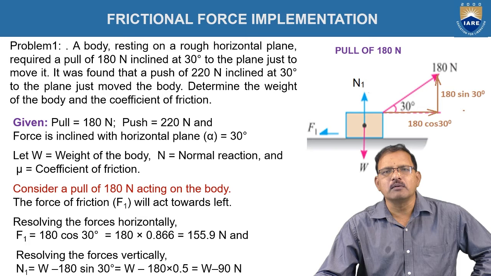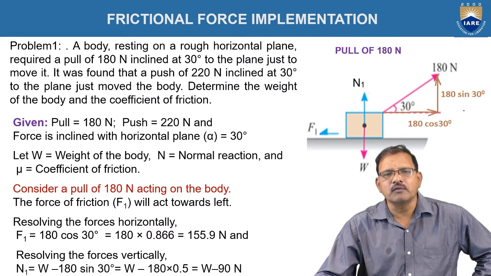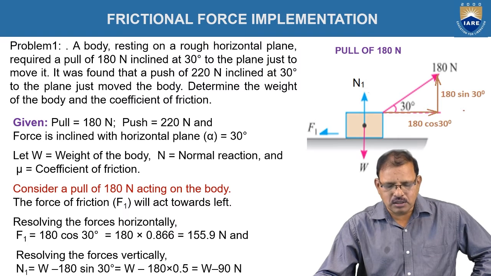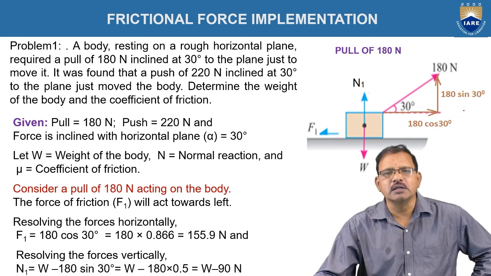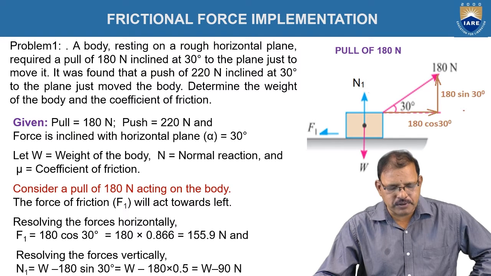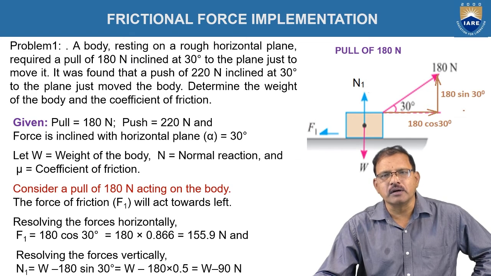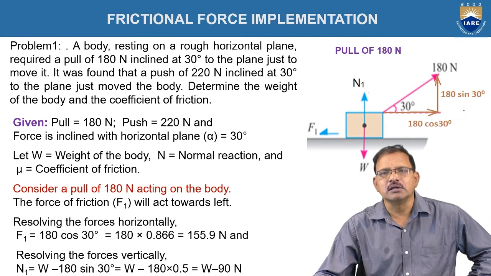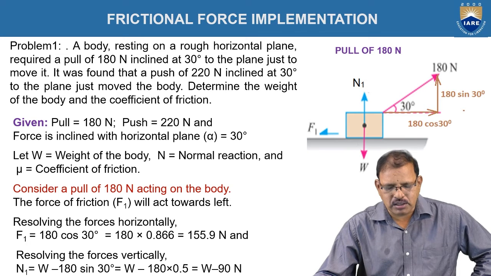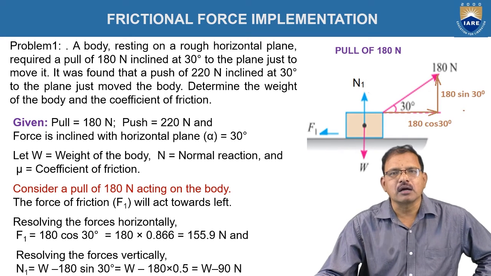So the given data in the problem is the amount of force required to pull the body, 180 newtons, and for pushing, 220 newtons. In both cases, the forces are inclined at an angle of 30 degrees with the horizontal. W represents the weight of the body, and mu represents the coefficient of friction. N is the normal reaction that exists between the contact surfaces.